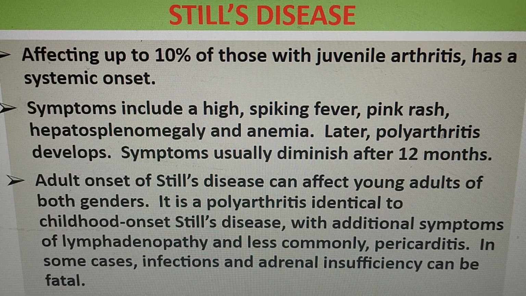Still's disease affects up to 10% of those with juvenile arthritis and has a systemic onset. Symptoms include a high spiking fever, pink rash, hepatosplenomegaly, so the liver and the spleen are enlarged, and anemia.